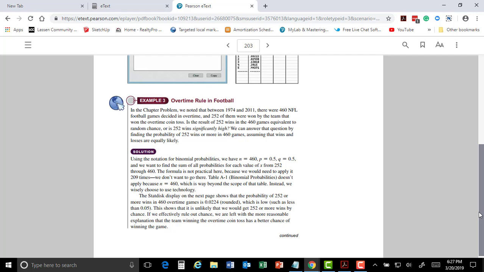For example, what's the overtime rule in football? I don't know, they keep using sports. What is the overtime rule? Anybody know? I thought you're all experts in sports.